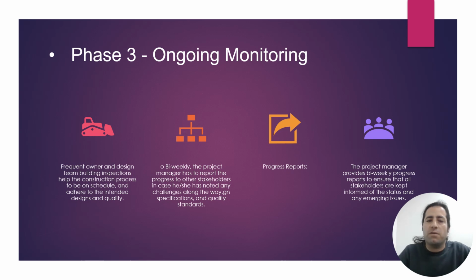Phase 3 is ongoing monitoring. The owner and the design team's building inspections help the construction process stay on schedule and adhere to the intended design and quality. Bi-weekly, the project manager has to report the progress to other stakeholders in case he or she has noted any challenges along the way.